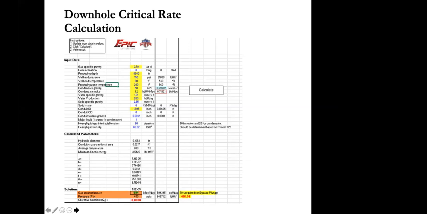So that's just taking it a step further than just saying it meets the minimal gas rate, or it falls under some old general rules of thumb. This is actually taking it a step further and applying what's actually going on in the well to give us a more accurate critical rate that we can then in turn use to determine whether our plunger is going to be a good fit for this well.